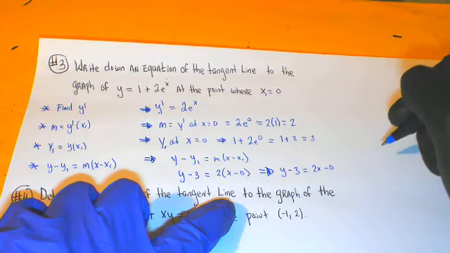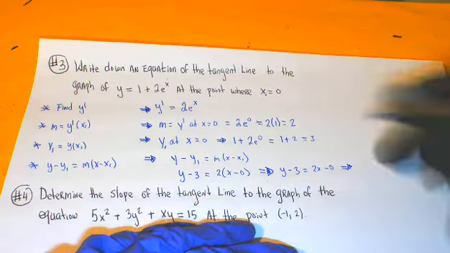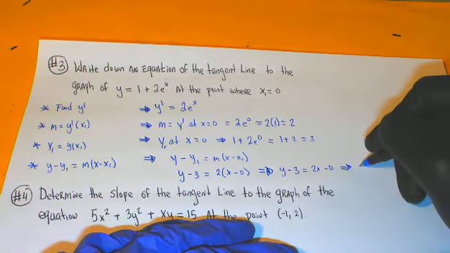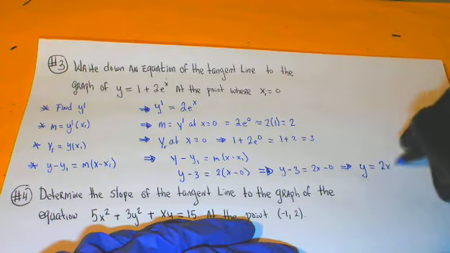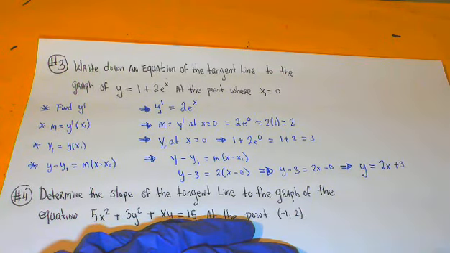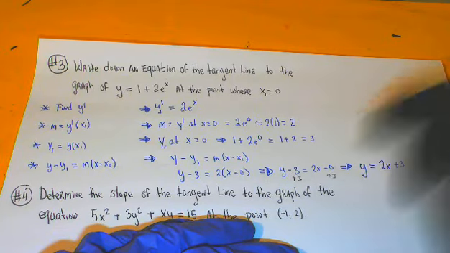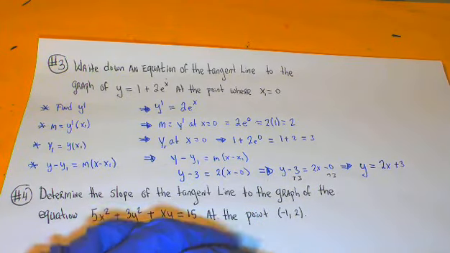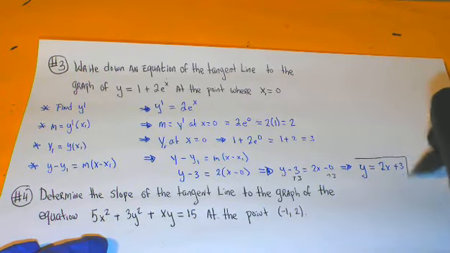And now just add 3 on both sides, and that will give you your final answer. So what you'll see is that your equation of your tangent line is going to be y equals 2x plus 3. How did I get the 3? I just simply add 3 to both sides. And that's it. That will be your final answer. y equals 2x plus 3.